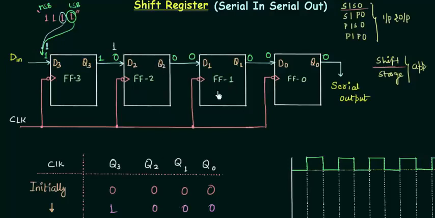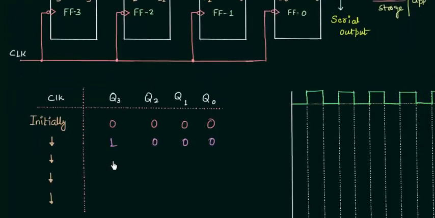Q2 is equal to 0, that's why D1 is equal to 0. D0 is connected to Q1. Q1 is 0, so D0 is 0. So we have our inputs 1 1 0 0, and we have to find out the output. If the input is 1, the output is going to be 1. If the input is 0, the output is going to be 0. So we have our new outputs as 1 1 0 0. This is for the next falling edge.